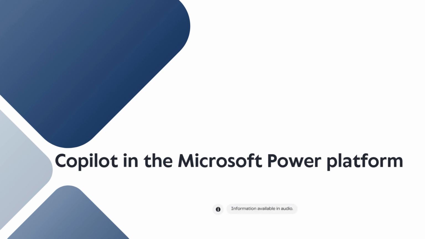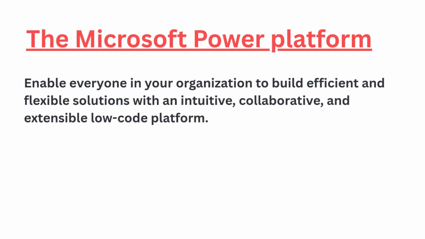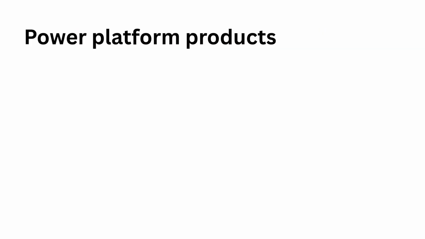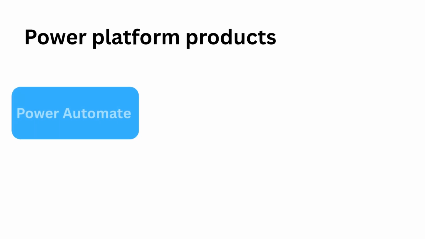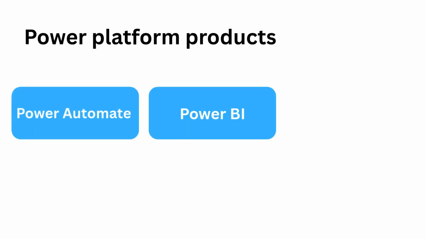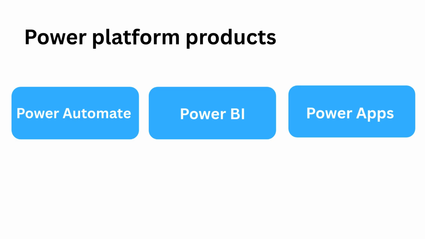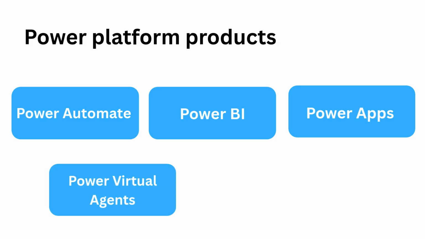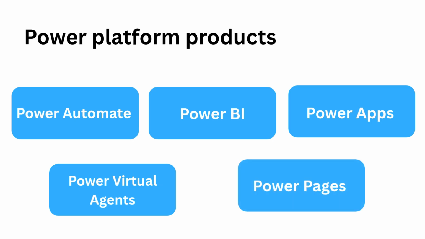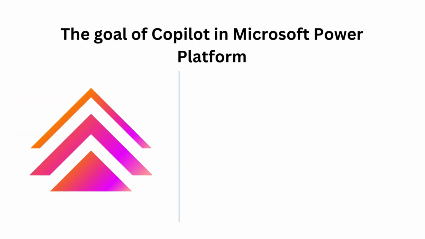In this module, we will explore the Microsoft Power Platform, a set of powerful tools that helps users build apps, create reports, automate tasks, and more, all with little or no coding. It includes Power Automate for automating workflows, Power BI for data visualization and reporting, Power Apps for building custom business apps, Power Virtual Agents for creating intelligent chatbots, and Power Pages for building secure websites. The goal of Copilot in Microsoft Power Platform.